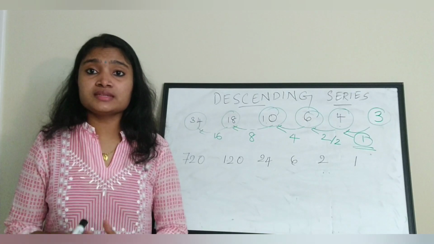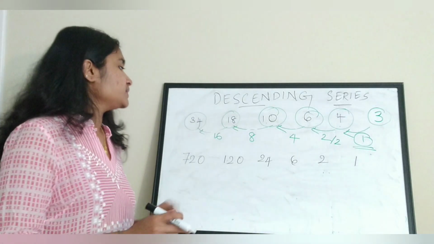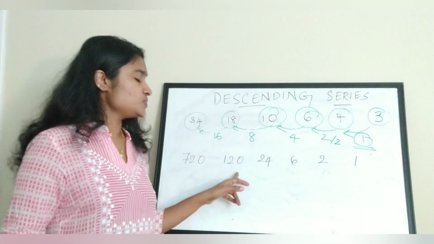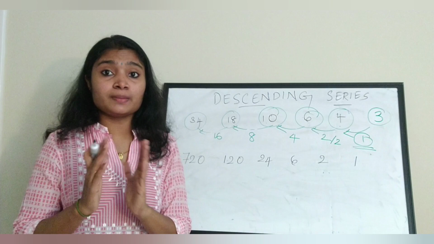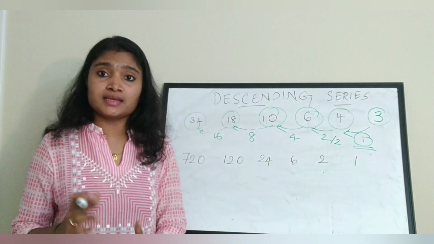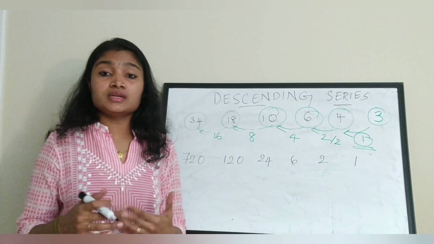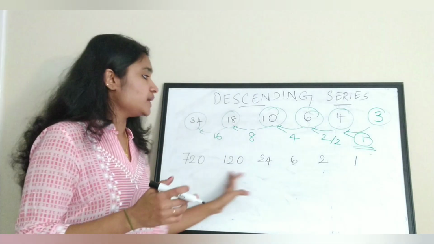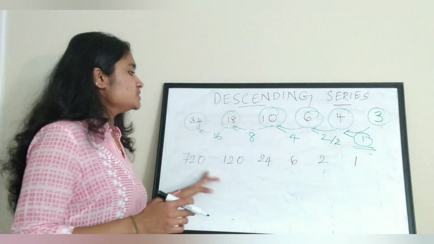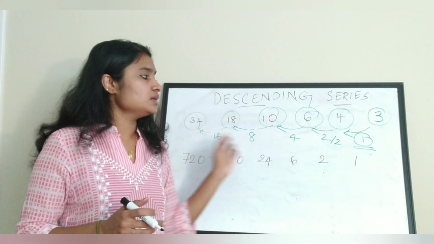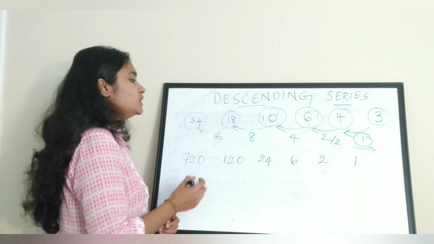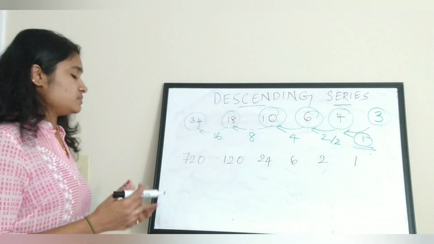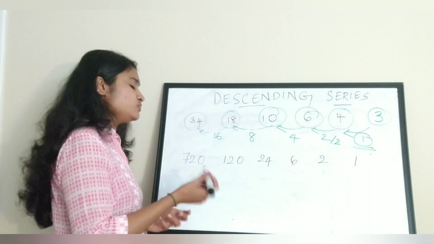The next number series in the descending number series format is this: 720, 120, 24, 6, 2 and 1. And by seeing the number pattern itself, it is very clear that some number is being, or a series of numbers are being divided with this series to get the particular number series. So in order to find that, we have to divide the numbers by some numbers. Okay, so how to find out?